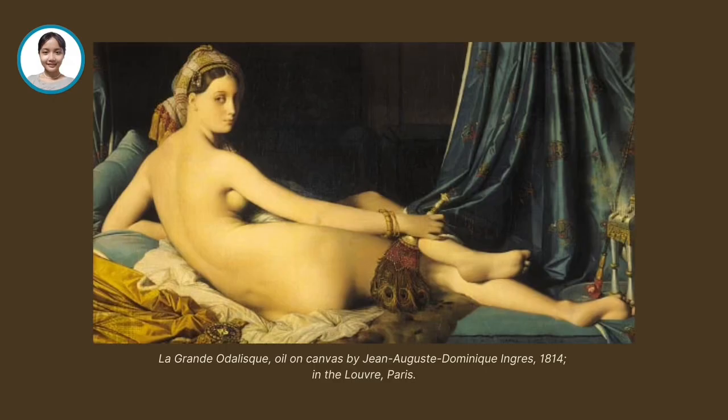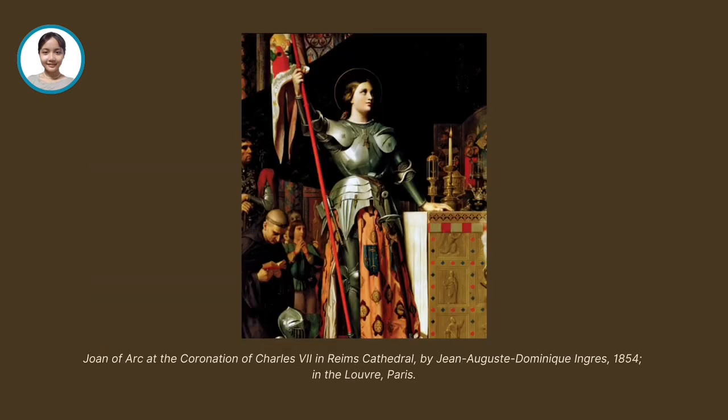The first artwork for Ingres is La Grande Odalisque in 1814, which portrays a reclining female figure, an idealized vision of an odalisque. The figure's elongated body, especially her curved back and limbs, is a hallmark of Ingres' style, emphasizing sensuality over anatomical accuracy. Next one is Joan of Arc at the coronation of Charles VII in 1854.